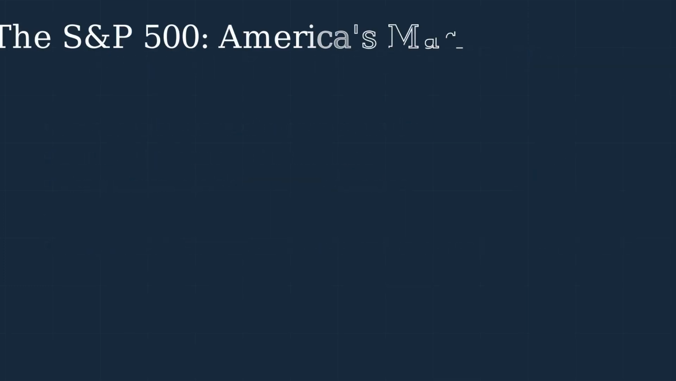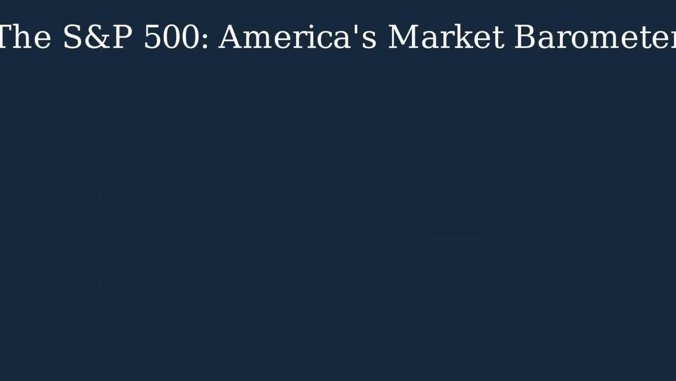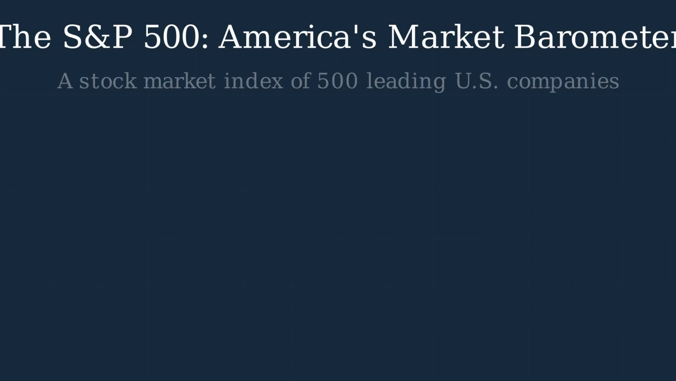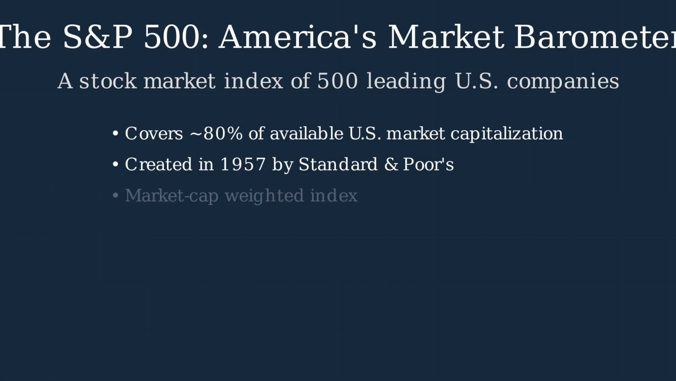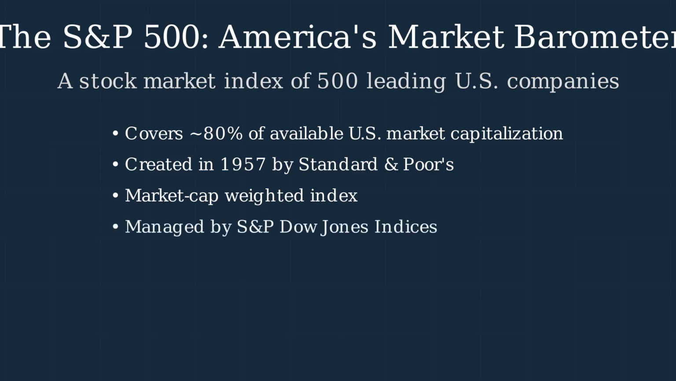The S&P 500 is widely considered the best gauge of large-cap U.S. equities. It includes 500 leading companies covering approximately 80% of available U.S. market capitalization. Created in 1957, the S&P 500 has become the most widely followed equity index. Unlike some other indices, the S&P 500 is market cap weighted, meaning larger companies have greater influence on its performance. The index is managed by S&P Dow Jones Indices, which maintains strict criteria for inclusion.